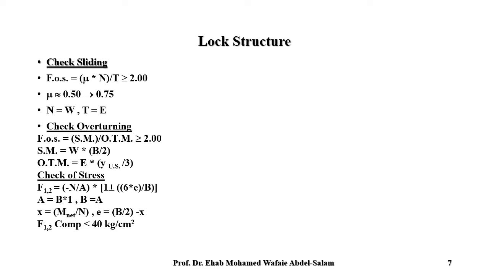Check of stress for section 1 and 2, or side 1 and side 2: minus N over A multiplied by 1 plus or minus 6 multiplied by E over B. F1 or F2 compression less than or equal to 40 kilograms per square centimeter.